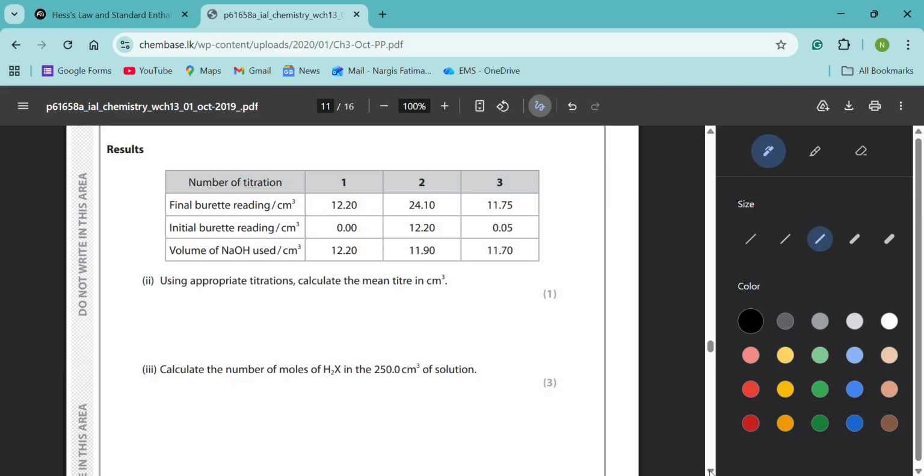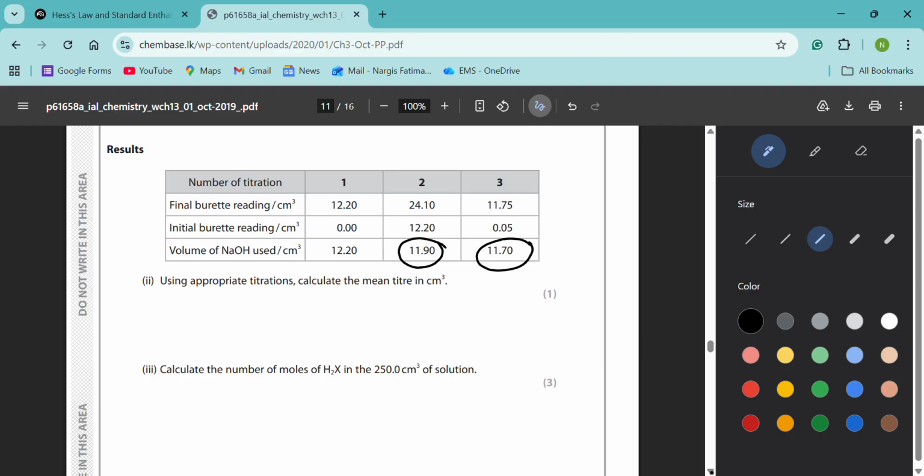Now, in the next part, use appropriate titrations to calculate the mean titer in centimeter cube. Okay, as we have discussed in our previous papers as well, in order to calculate the mean titer, you need to take the concordant readings. And I hope that you remember how we can take the concordant readings: the readings which are within 0.2 centimeter cube of each other. So if you look here, what are the two concordant readings? Reading numbers 2 and 3, so we will only use these readings.